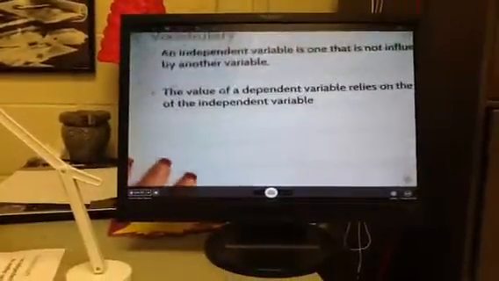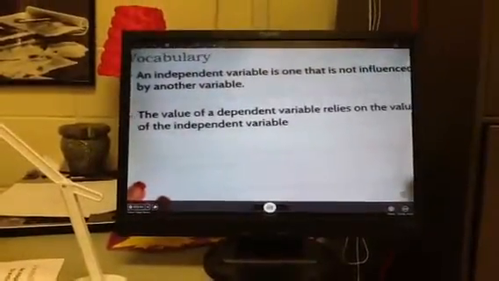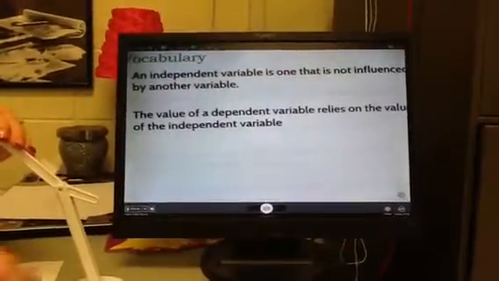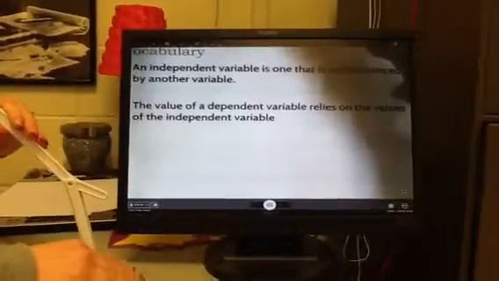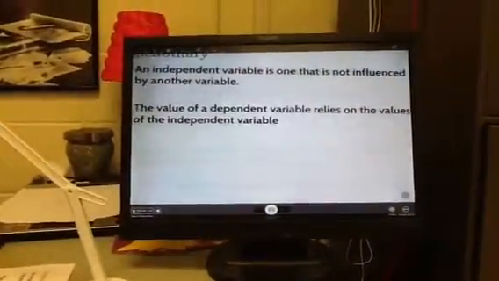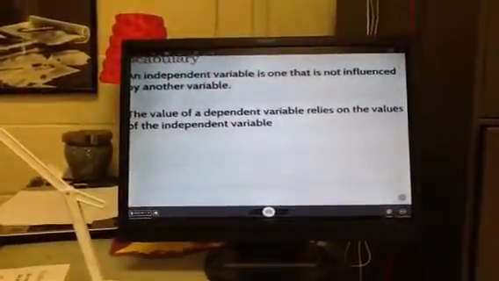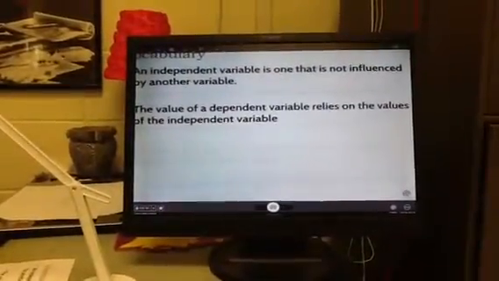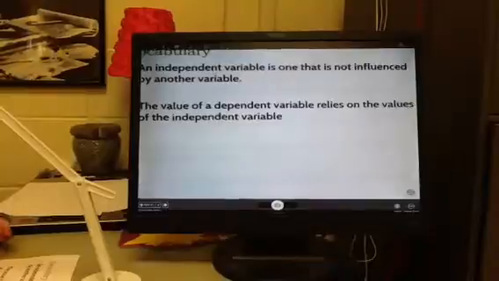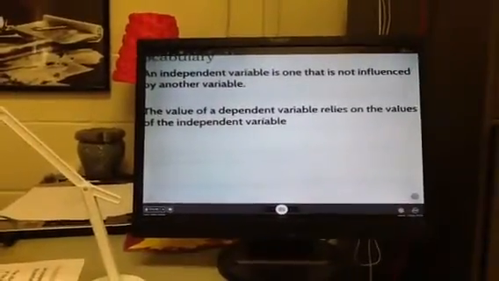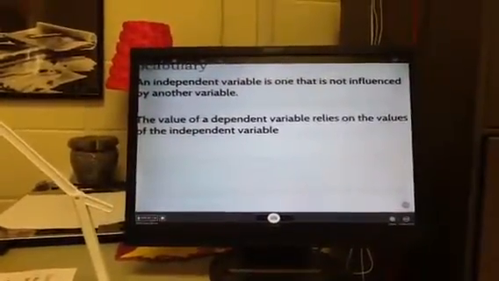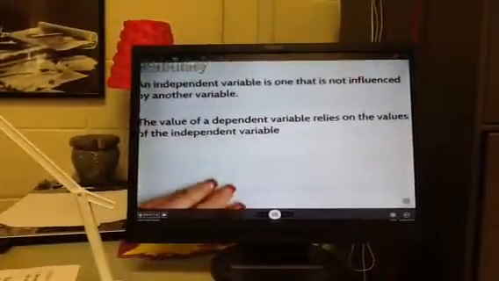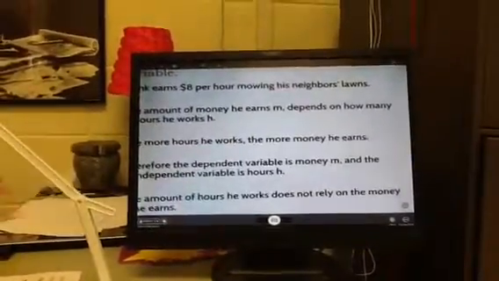So here is your vocabulary for today. It says an independent variable is one that is not influenced by another variable, and the value of the dependent variable relies on the values of the independent variable. So in other words, the dependent depends on the independent. So let's look at an example.